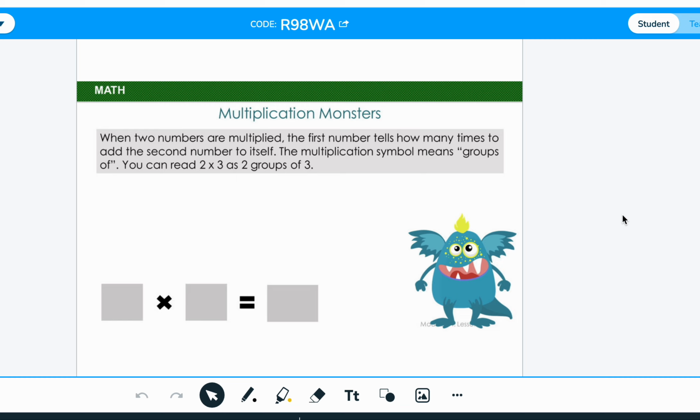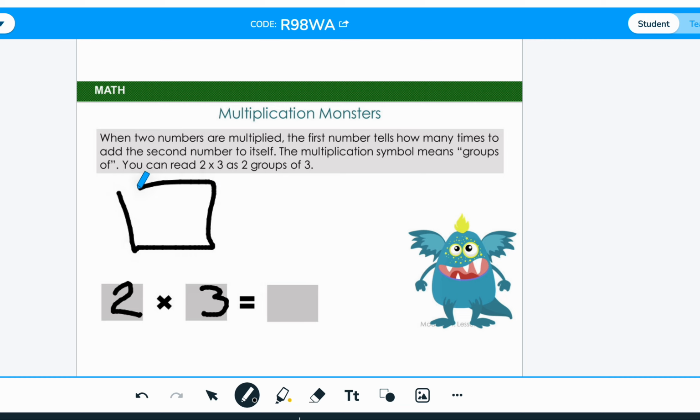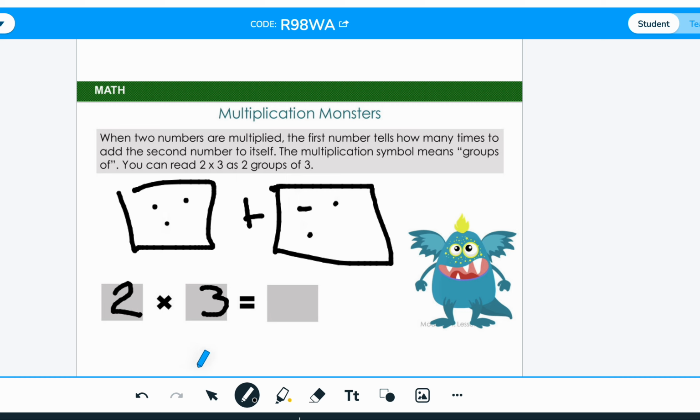So this says multiplication monsters. When two numbers are multiplied, the first number tells you how many times you're to add the second number to itself. And the multiplication symbol means groups of. So we would read 2 times 3 as 2 groups of 3. So I know that 2 times 3 is my expression, but now I have my equal sign, so now it's an equation. Just like we saw in the previous slide, this is like saying 2 groups of 3. And I know 2 groups of 3 is the number 6.